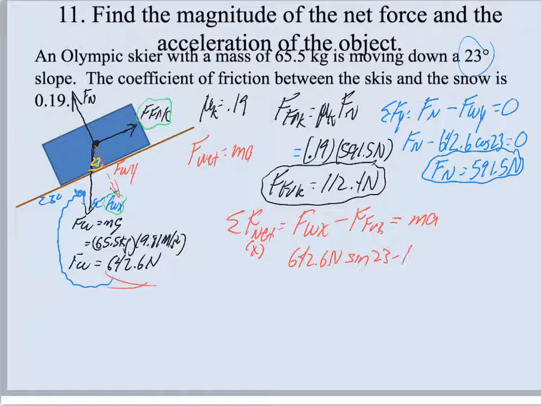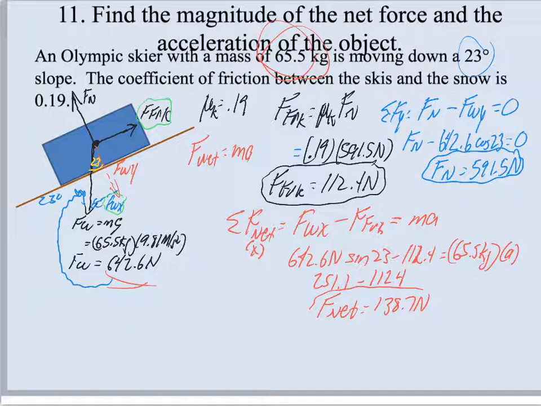minus my friction force, which I already know is 112.4, equals the mass. The mass is given, right? The mass is given right there, 65.5 kilograms, times my acceleration, which is what I'm after. So what's 642.6 newtons sine 23? Well, that's 251.1 minus 112.4. That gives me a net force of 138.7 newtons. So there's the first half of my answer, and that equals 65.5 kilograms times the acceleration.